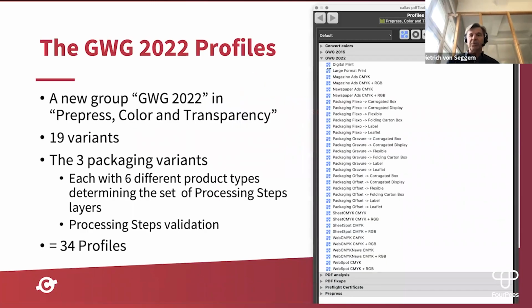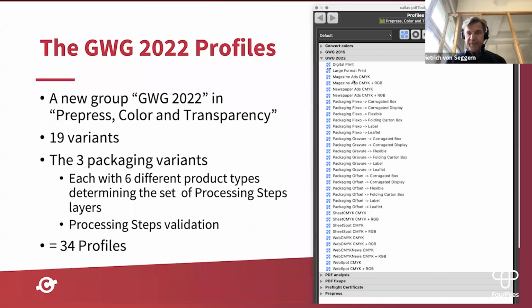You will find them in pdfToolbox 13.1 in the library prepress color and transparency. There is a new group, GWG 2022, which are the variants, actually 34 new profiles, representing what David just said, the variants and the packaging variants specifically. Each of them comes with 6 different product types. So you can see that probably here. Packaging Flexo, for instance, could be for the product corrugated box, corrugated display, and so forth. So for the 3 packaging variants, packaging Flexo, packaging gravure, and packaging offset, you have 6 different product types. So all in all, you have 34 new profiles.